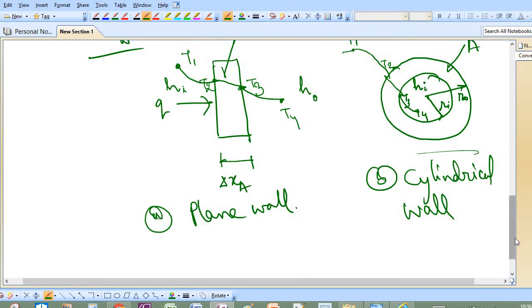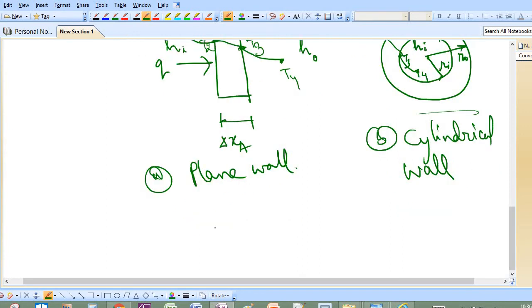So in our first phase, we are having a convective transfer. So we write Q is equal to HI, based on the inner bulk temperature, inner heat transfer coefficient, bulk of the fluid, HIA, T1 minus T2.